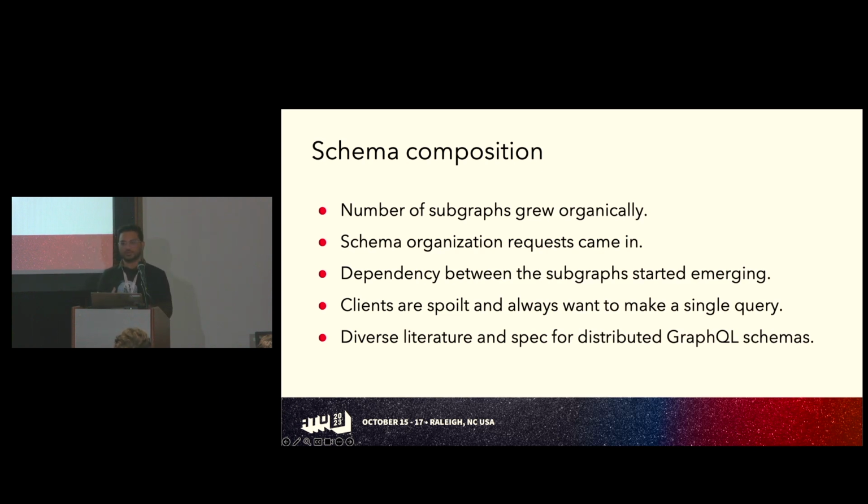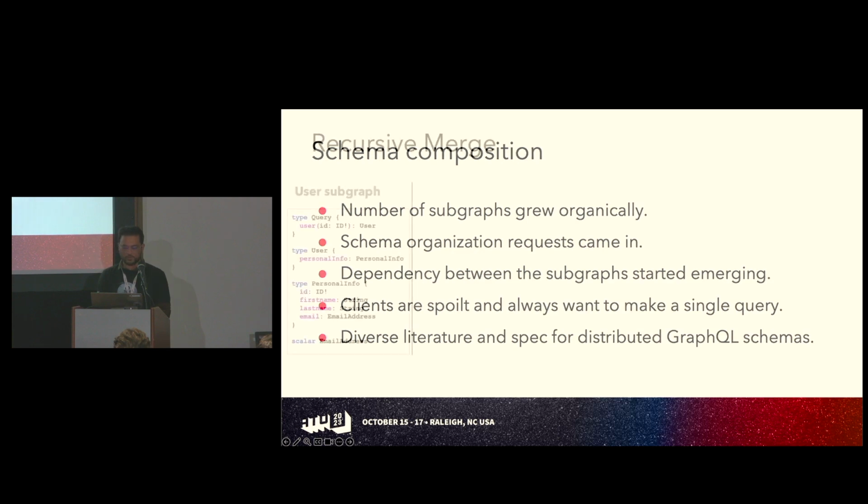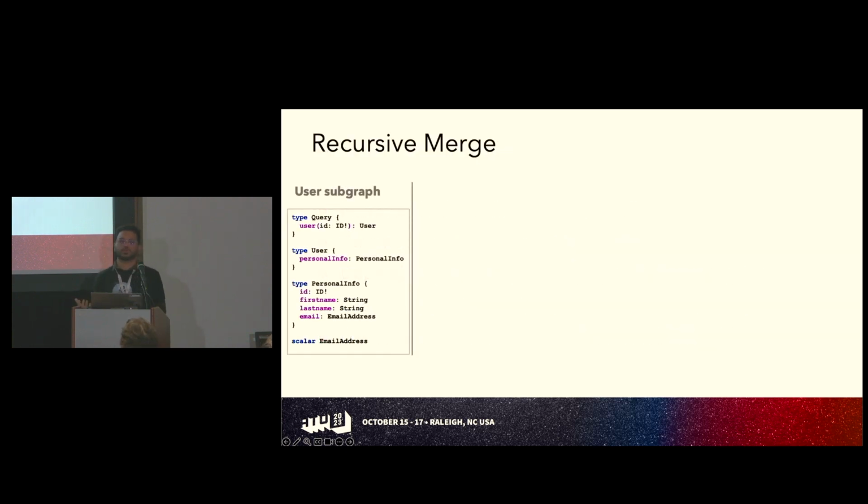There was a lot of literature back in, I think, 2017, 2018, which had solved schema composition in different styles. Some of them were schema stitching, federation, and there were other libraries too. So we do support a few styles of schema composition. One of them is recursive merge. I'll explain this with an example.